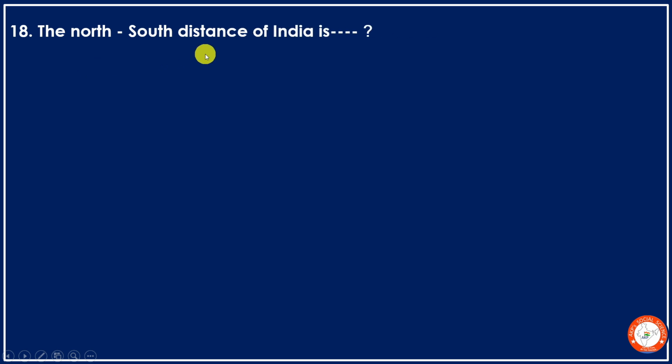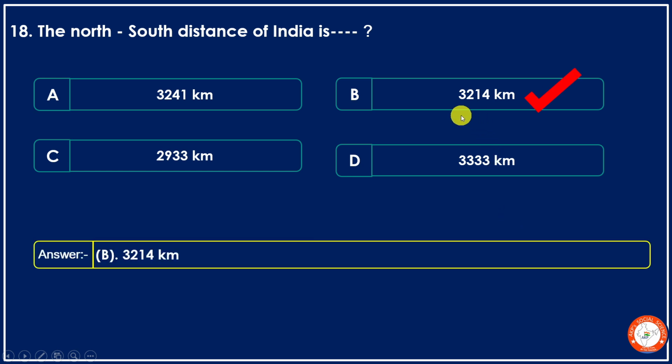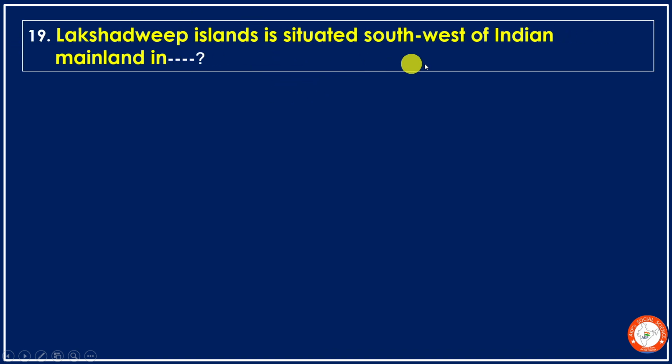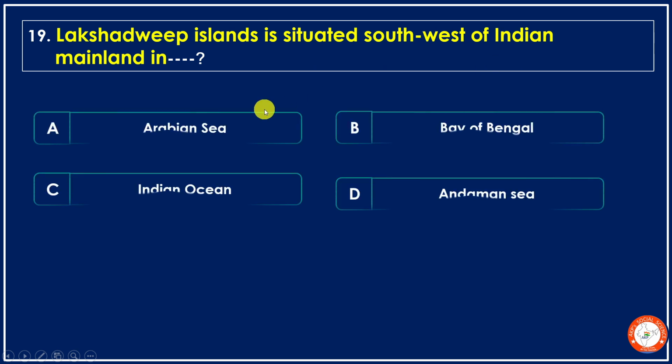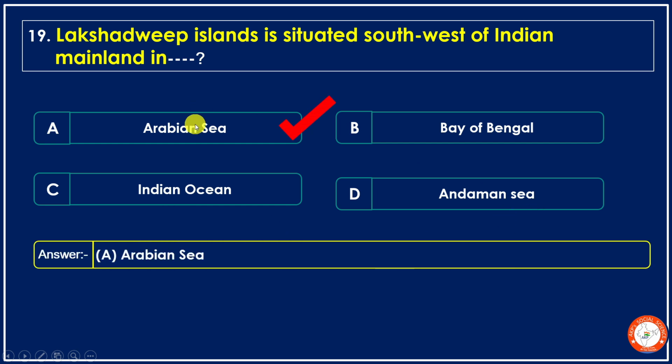The north-south distance of India is 3,241 kilometers, 3,214 kilometers, 2,933 kilometers, 3,333 kilometers. The correct answer is 3,214 kilometers. Lakshadweep Island is situated southwest of the Indian mainland in Arabian Sea, Bay of Bengal, Indian Ocean, Andaman Sea. The correct answer is Arabian Sea.